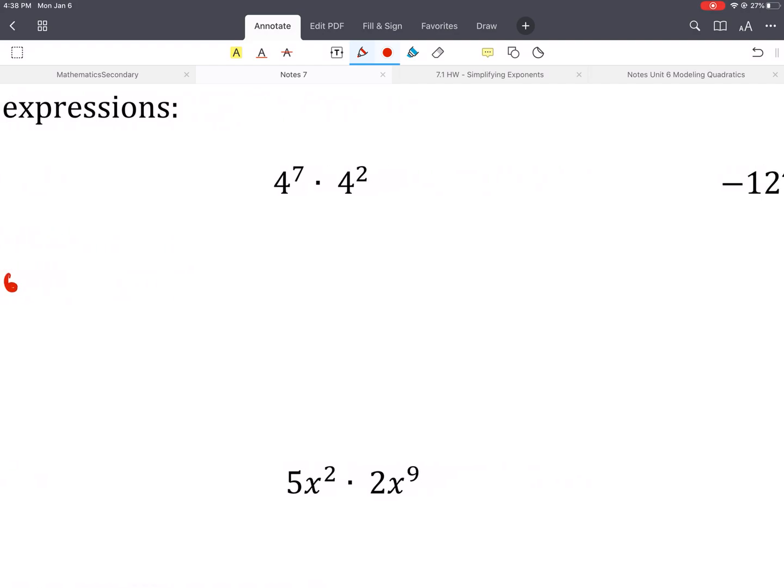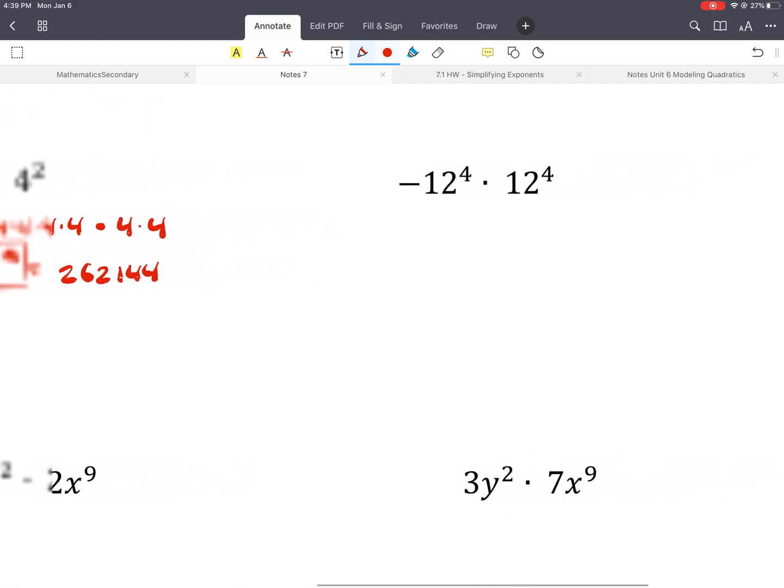If we did 4 to the 7th, well, that would be 7 fours. 1, 2, 3, 4, 5, 6, 7. And then we're going to multiply it by 4 to the second. So that would be another 4 times 4. Add those all together, we'd end up getting 4 to the 9, which is some other big number. Okay, again, this is kind of what we're looking at.